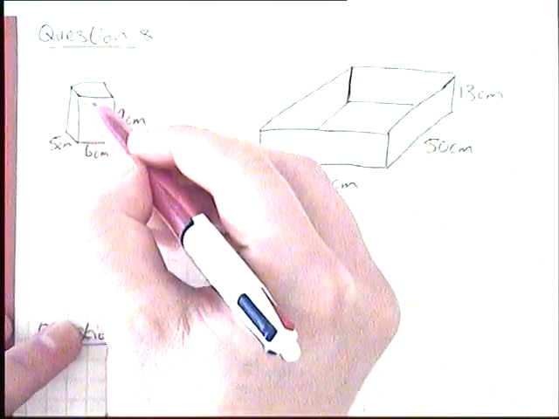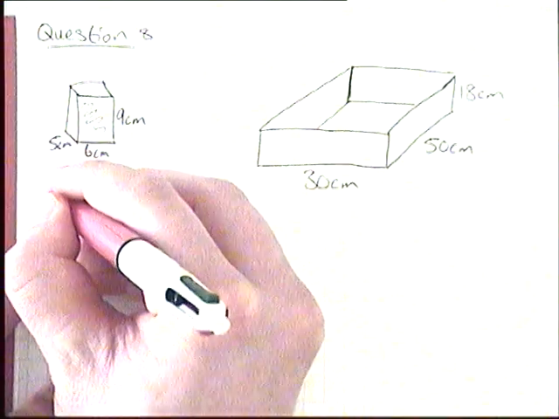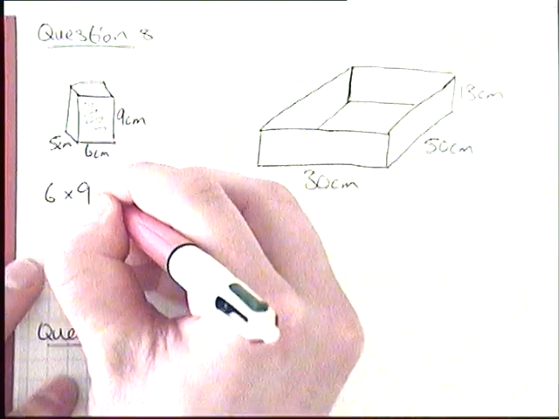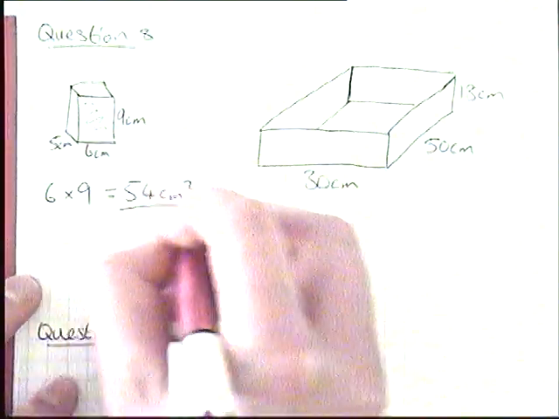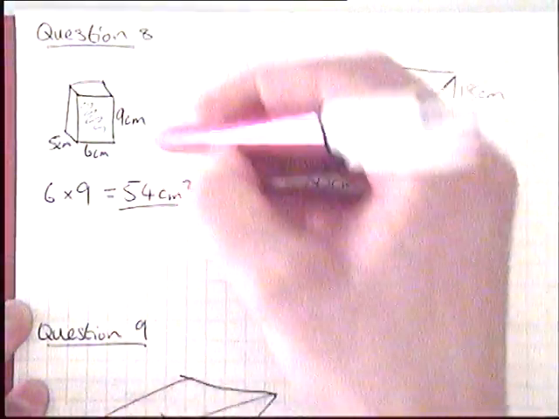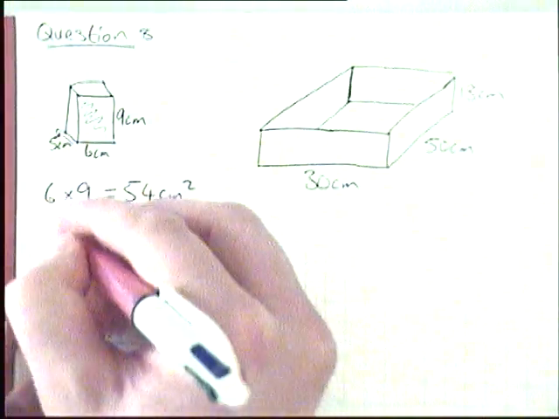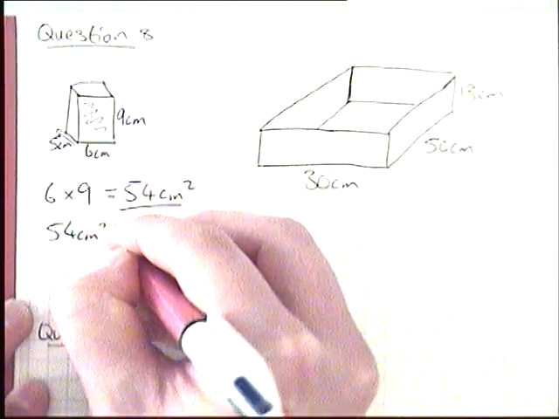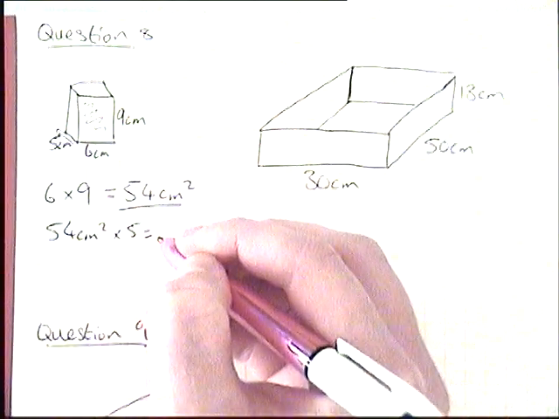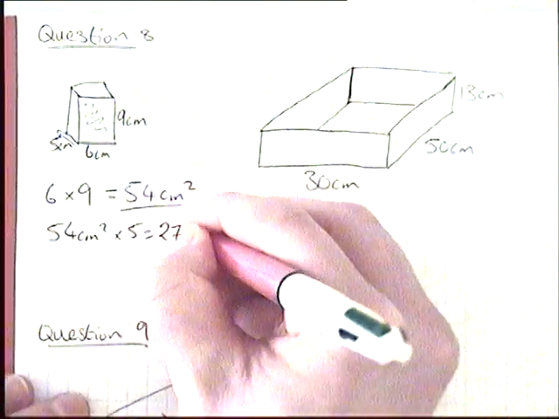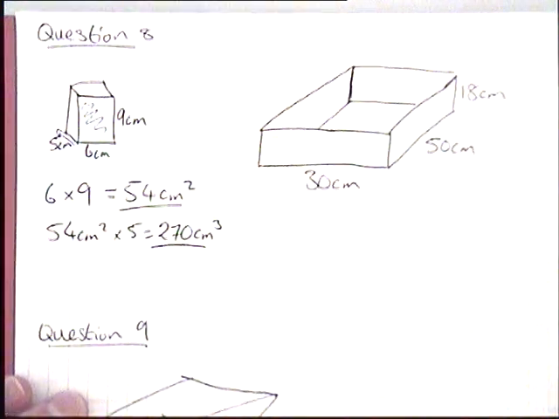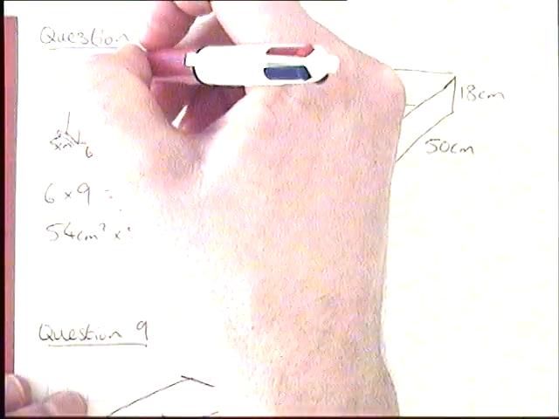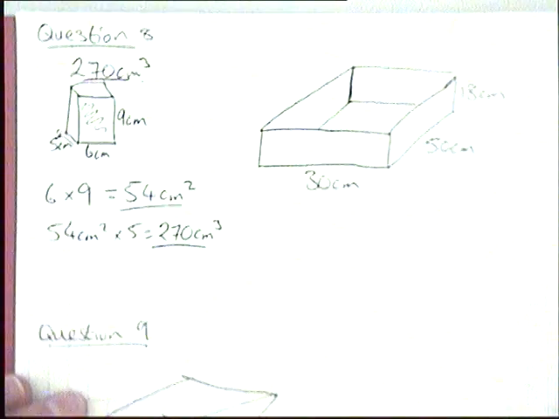So we've got the area of our cross section, this front side here. So 6 times 9 is 54 centimeters squared. That's the area of the cross section, times by the length of our prism, which is 5. 54 centimeters squared times 5 is 270 centimeters cubed. So that is the volume of our smaller box here. So we can say 270 centimeters cubed.